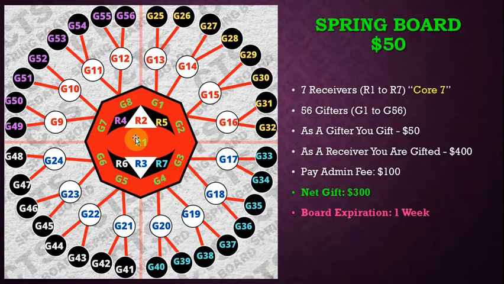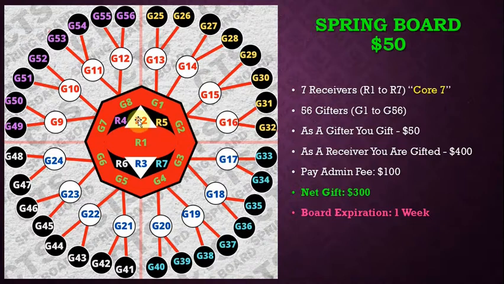And the G's are the gifters. So R for receivers, G for gifters. And we have from G1 all the way up to G56. And as you can see over here, we have 7 receivers in the core 7, and we have 56 gifters from G1 to G56. As a gifter, you gift $50. As a receiver, you are gifted $400.